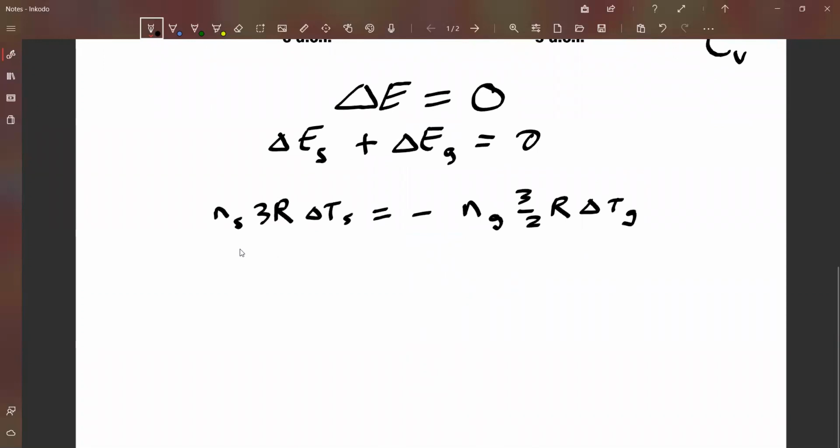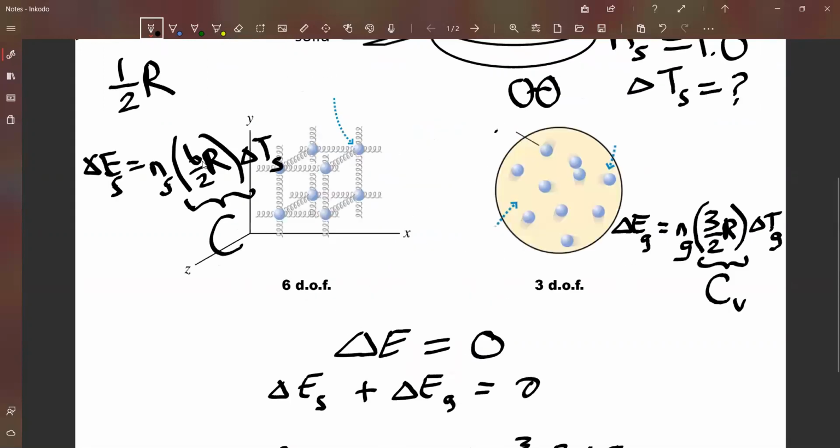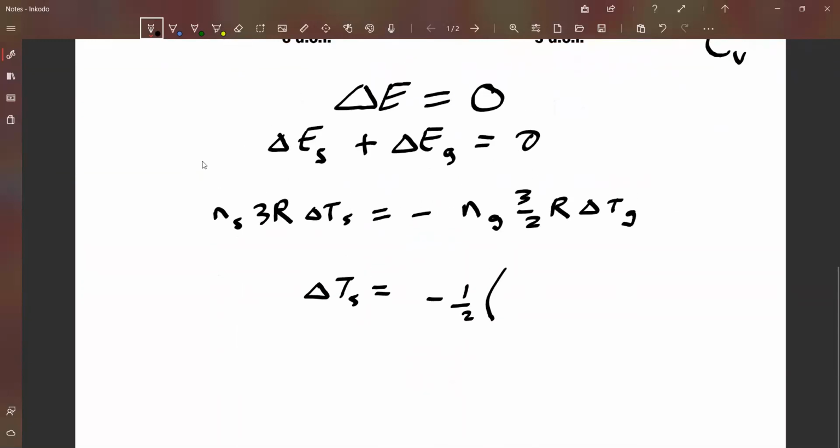Okay, well, now we can evaluate stuff here, and this becomes easy because this number's 1, this number's 1. We can divide a 3 from both sides. Of course, the capital R divides out, and we find that the temperature change for the solid is negative 1/2 the temperature change of the gas. Well, the temperature change of the gas, if I recall correctly, was negative 50 kelvins. So the solid's temperature will increase by 25 degrees Celsius.